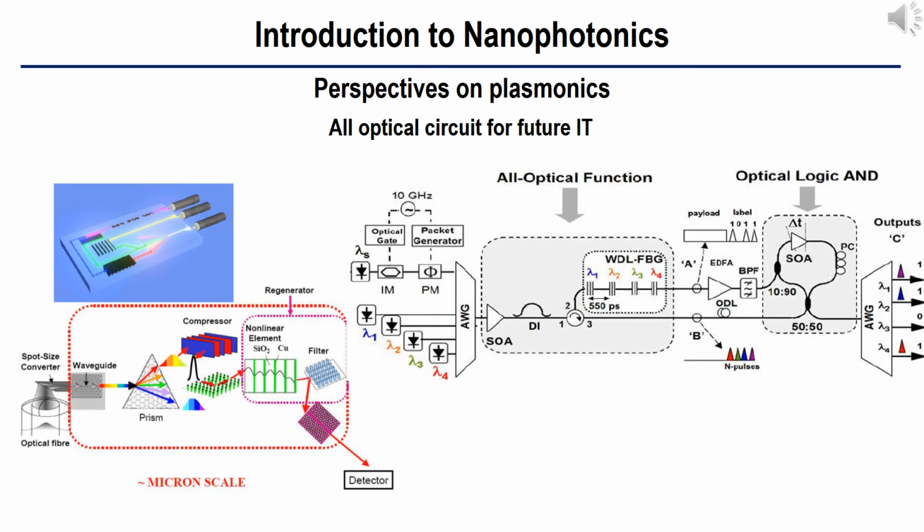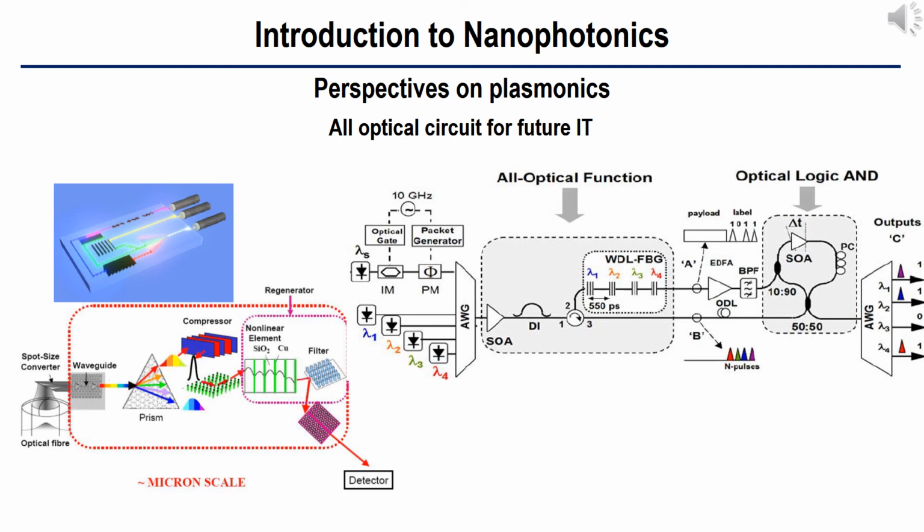Here, I would like to share some thoughts on plasmonics. As described in the previous slide, it is true that plasmonics would be a great candidate which will replace conventional silicon electronics for nanoscale integrated circuits with high-speed clocking. Due to these properties, plasmonics are expected to be applied for the all-optical circuit for future information technology.